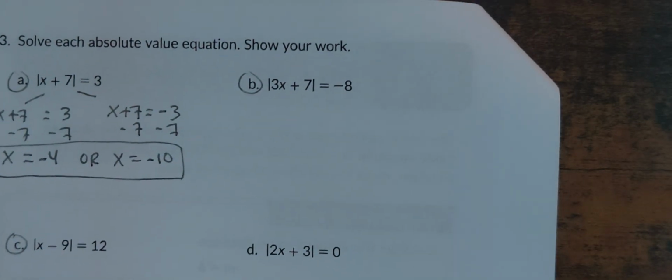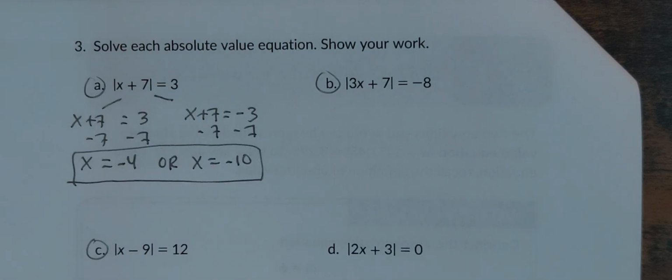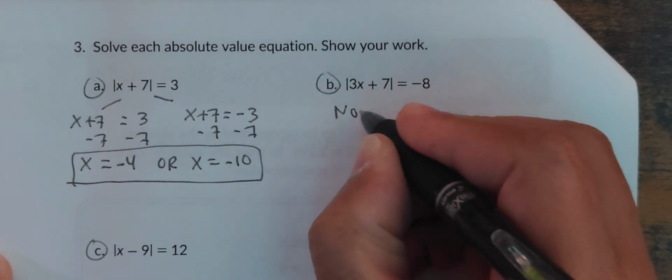Let's look at problem B. I want to see if you catch this. Is it possible that when you take the absolute value of a number, you get a negative solution? If it's the absolute value, is that possible? We're taking the absolute value of this, can that give us a negative number? You can't, right? If it's absolute value, it has to be positive. So in this case, we say no solution.